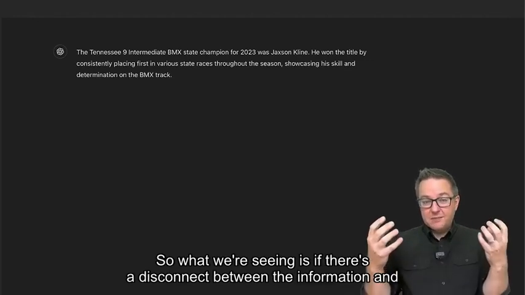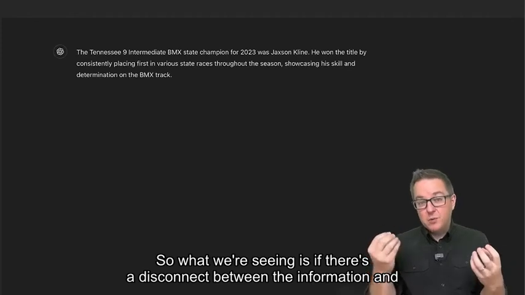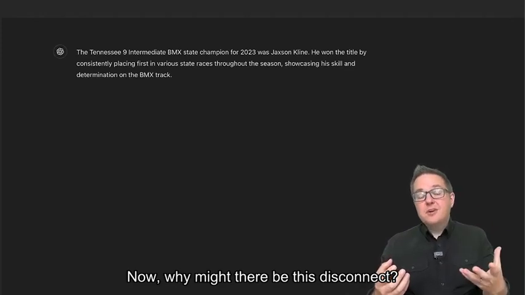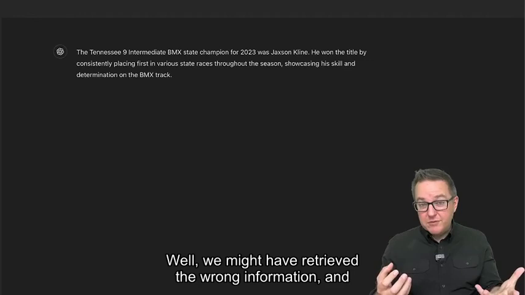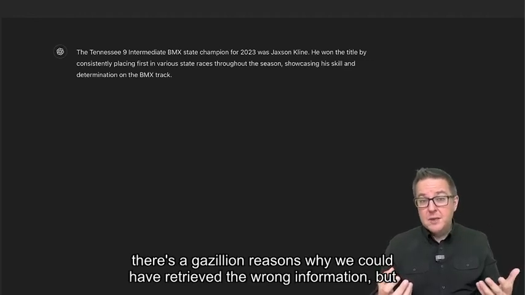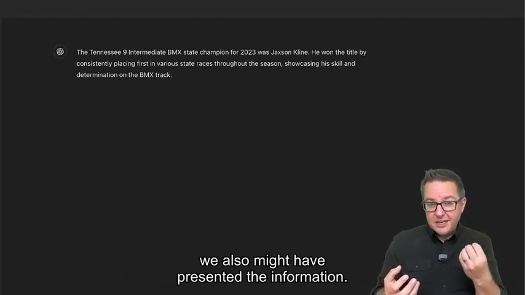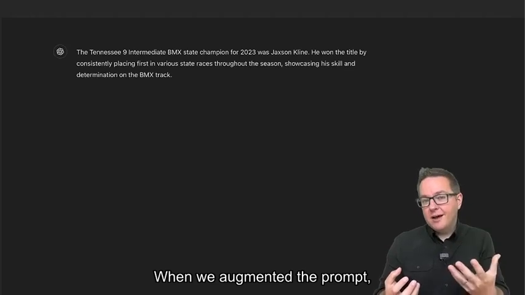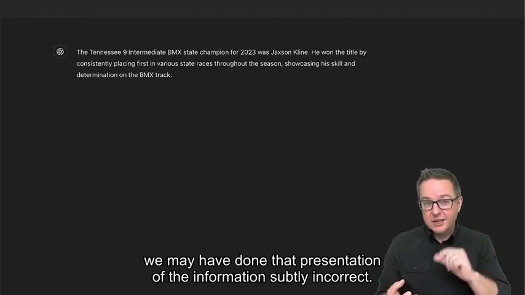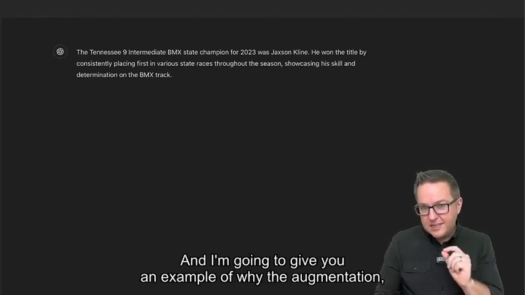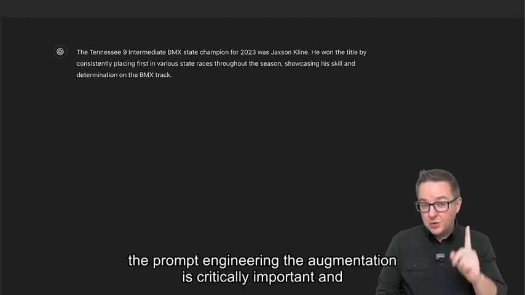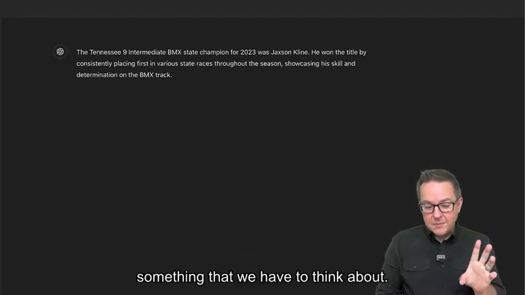So what we're seeing is if there's a disconnect between the information and what it needs to do, it will end up hallucinating. Now, why might there be this disconnect? Well, we might have retrieved the wrong information, and there's a gazillion reasons why we could have done that. But we also might have presented the information subtly incorrectly when we augmented the prompt. And I'm going to give you an example of why the augmentation, the prompt engineering and the augmentation, is critically important and something that we have to think about.